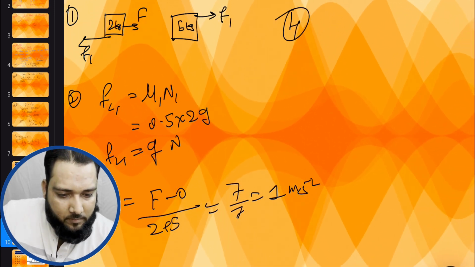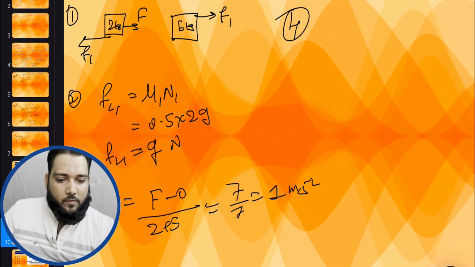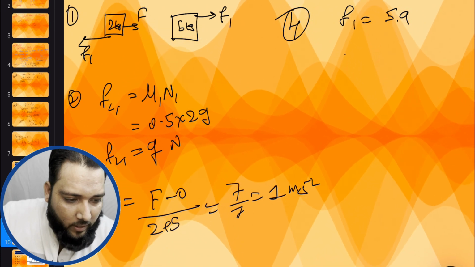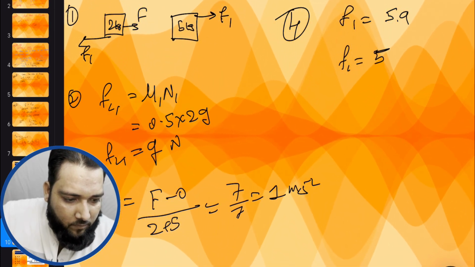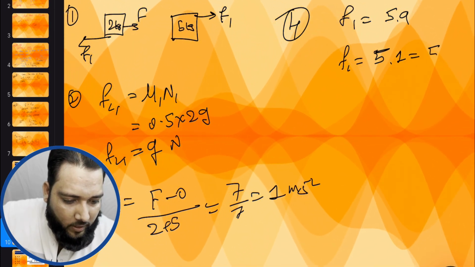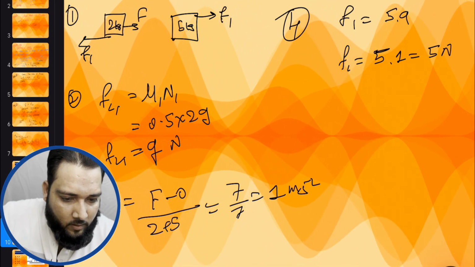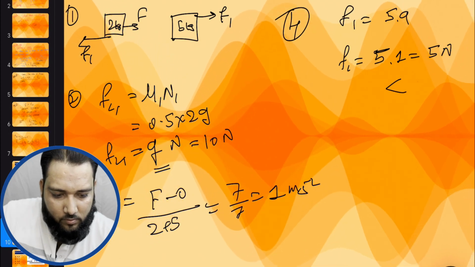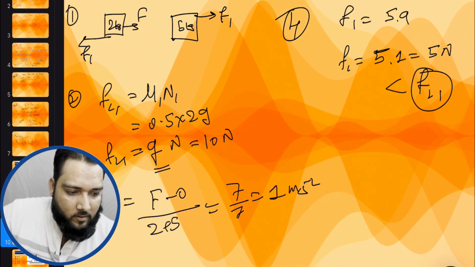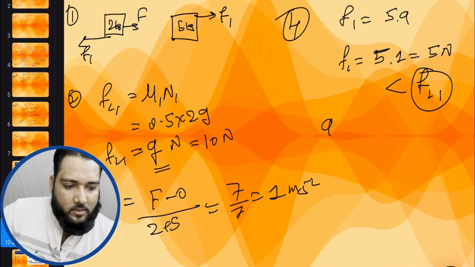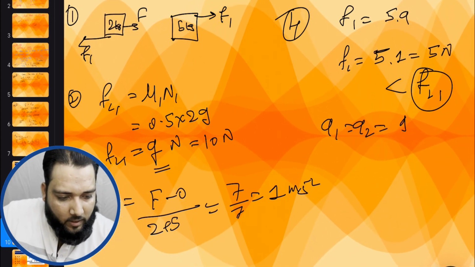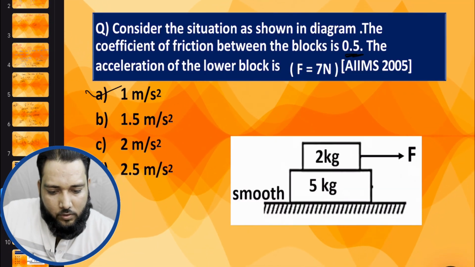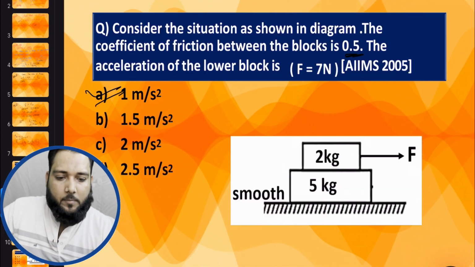Now check the value of friction. For the second block we check F1 equals 5 into a, so F1 will be 5 into 1, which is 5 Newton. And the limiting value of friction is g Newton, or taking g as 10, 10 Newton. So it is coming less than the limiting friction. So we can say both the blocks will move together, a1 and a2 will be 1 meter per second square. So our answer will be A.